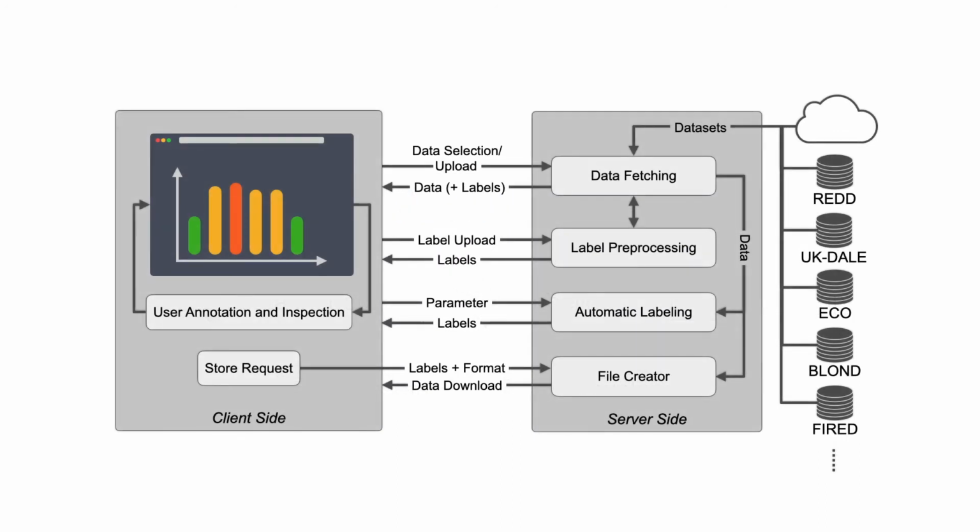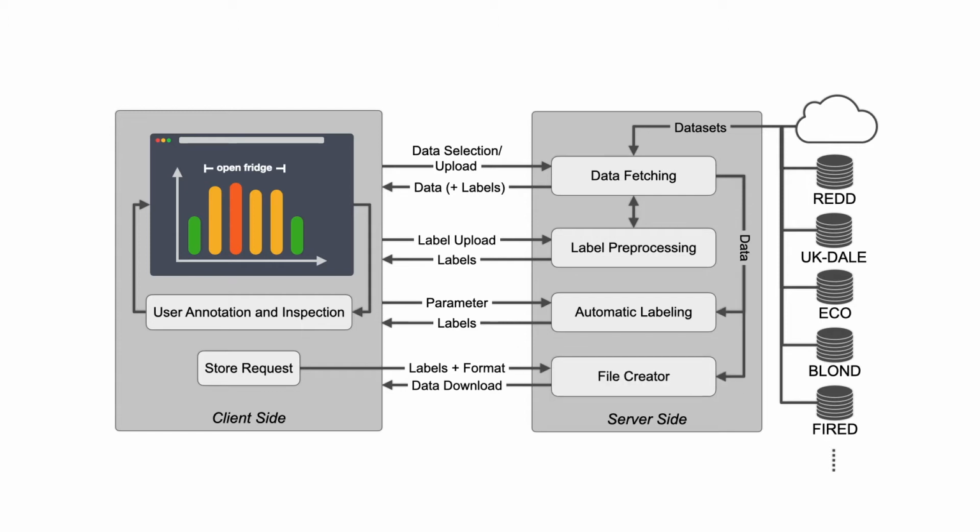The tool is split into a server backend and client frontend. The frontend allows for data selection, parameter selection, and adjusting of the labels. The backend handles data fetching, downsampling to improve visualization, automatic labeling, and serves file downloads.